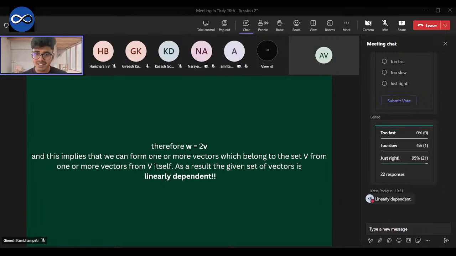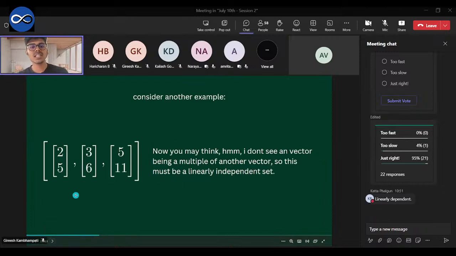So this was using a scalar constant. We are multiplying a scalar constant to a vector to get a vector that already exists in the vector set. Now, if you move to the next slide, you will see three vectors in the vector set: (2, 5), (3, 6), and (5, 11). Can anyone in the chat put if they're linearly dependent or not? You can take your time, like a minute or so.